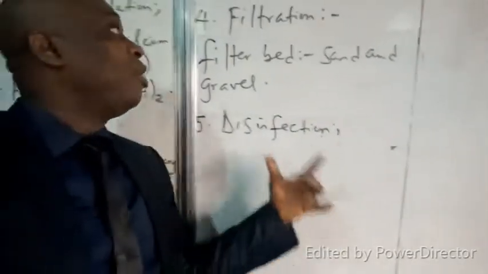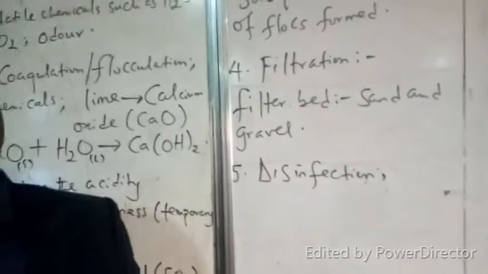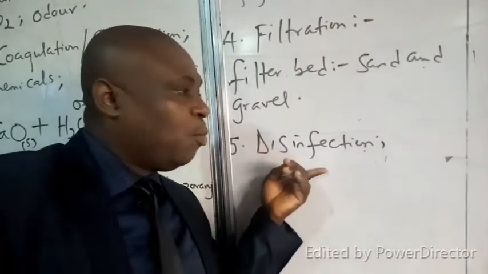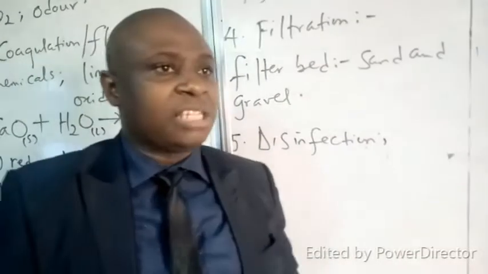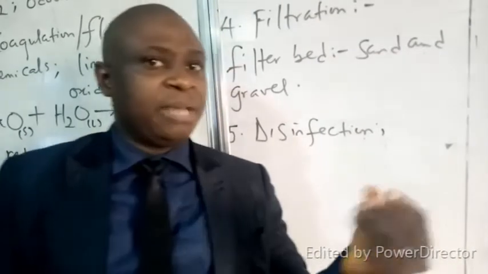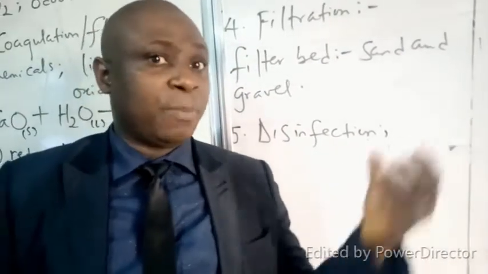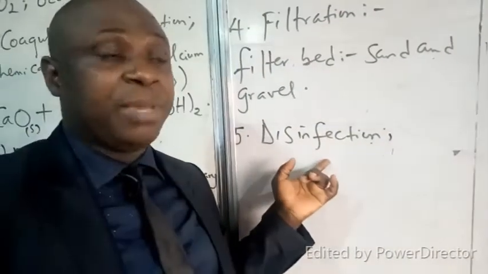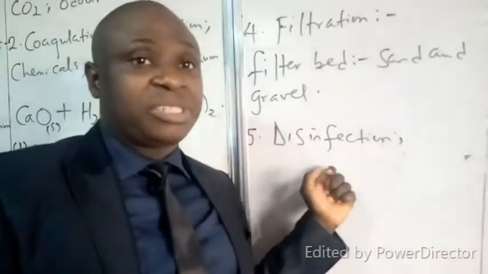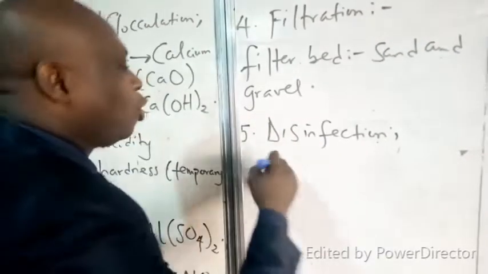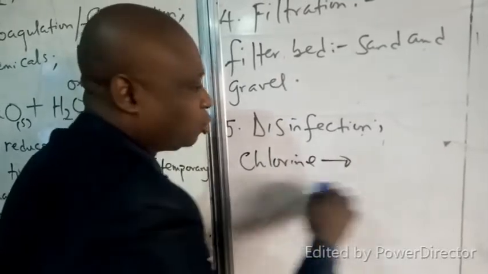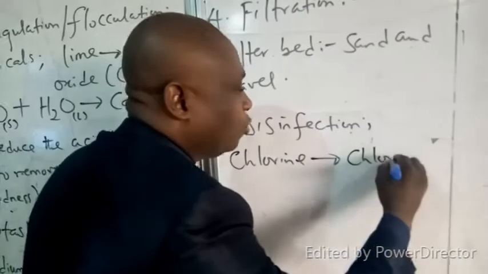Now, if you look at it from stages 1 to 4, you discover that what we are taking care of here is particles. Now, in that same water, of course, it's common knowledge that since it's a natural water, it will contain bacteria and some pathogens. And so at that point, the water needs to be treated with a chemical. And so at this disinfection stage, what happens is that we add chlorine to it. And so the process here is what we call the chlorination of water.